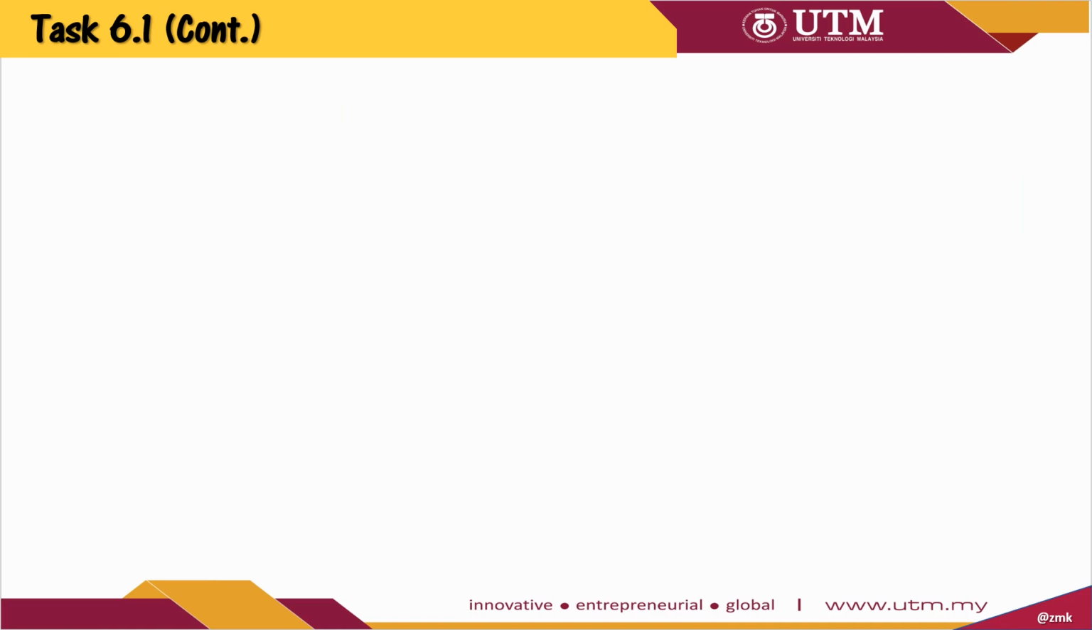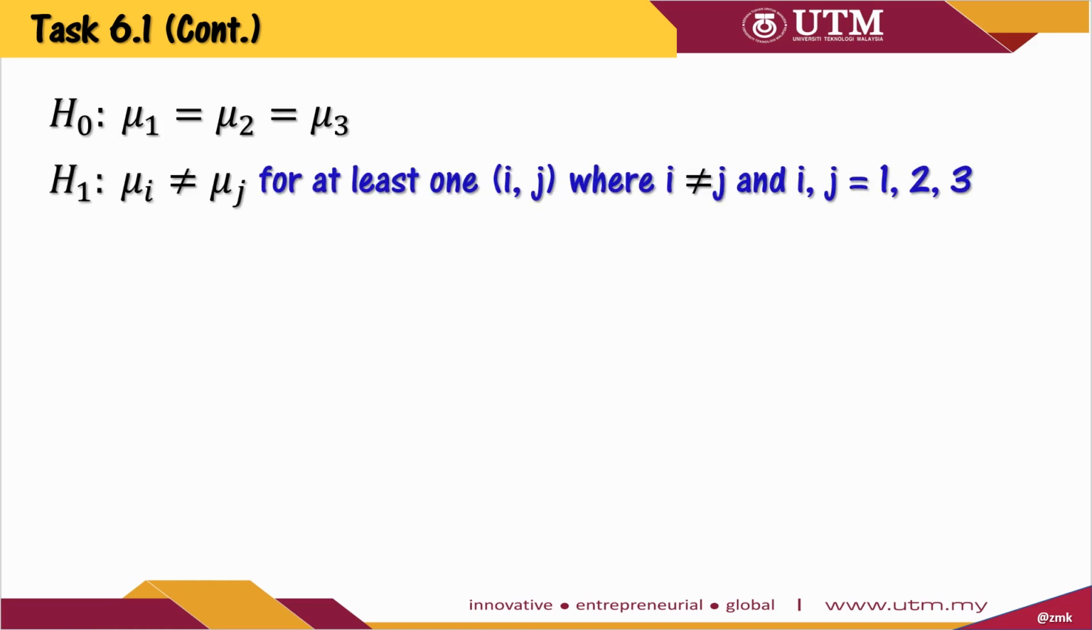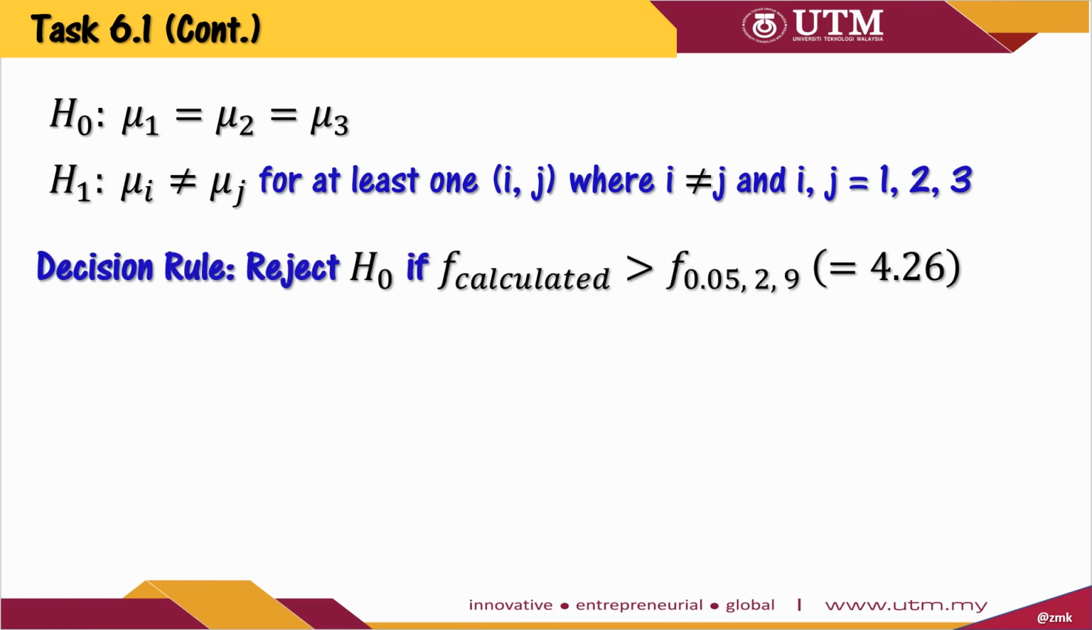Continue with the solution for task 6.1 under the null hypothesis H0, mu1, mu2, and mu3 are all equal, whereas under the alternative hypothesis H1, mu i is not equal to mu j for at least one i, j, for i or j equal to 1, 2, or 3, and i is not j at the same time. The decision rule is to reject H0 if the calculated F ratio is greater than the right-sided critical value, which is F0.05,2,9, given by 4.26 from the statistical table booklet, page 44.